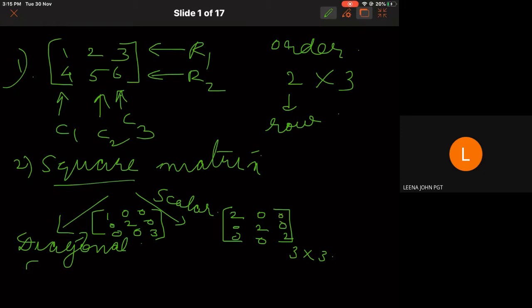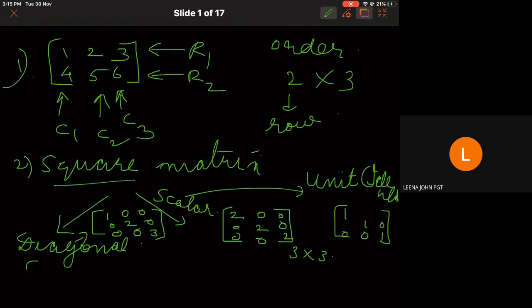And one more type is there, that is the unit matrix or identity matrix. That is a matrix in which all the diagonal elements are 1 and the non-diagonal elements are 0. So these are the 3 types of matrices in square matrices.